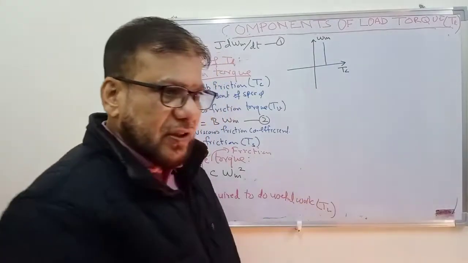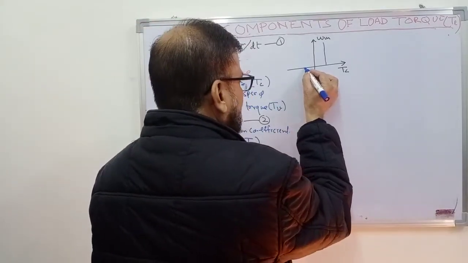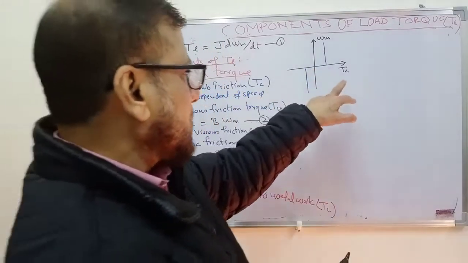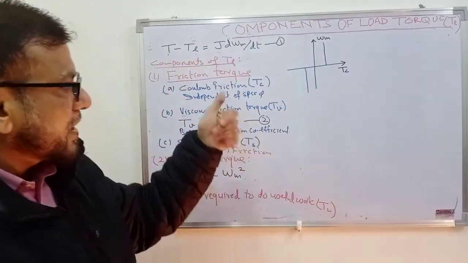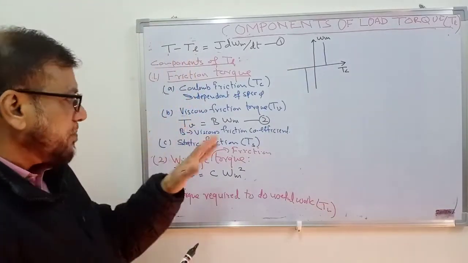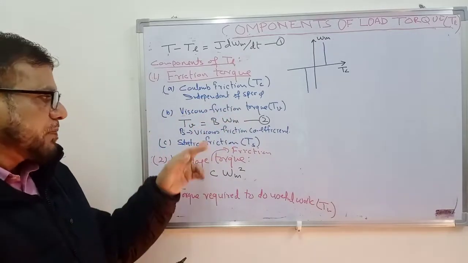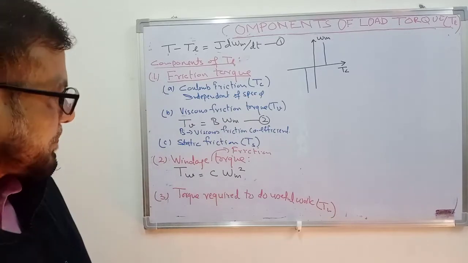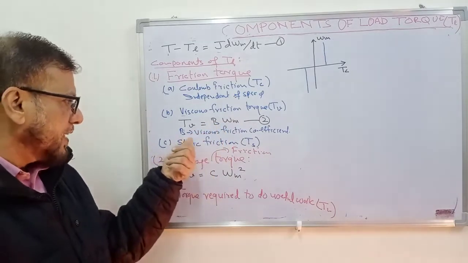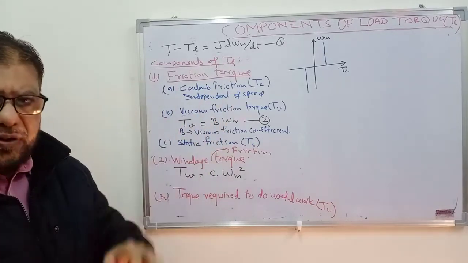But as you know, friction torque always opposes the motion. As the speed reverses, the torque will also reverse. So in the negative speed, the value remains same, but its direction is opposite. So positive speed, the Coulomb friction torque is positive and constant. For the negative speed, it is again constant, but it is negative. The second and the major component of the friction torque is the viscous friction torque, and this torque will be proportional to speed of the motor. TB is equal to B times omega m. B is a constant that we call as viscous friction coefficient.